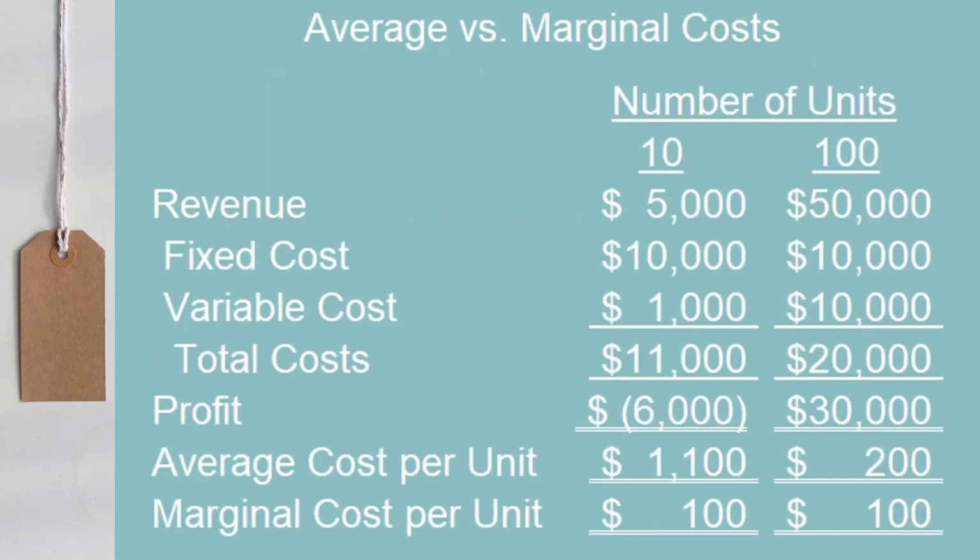Imagine two scenarios. In both scenarios, revenue per unit is $500 and variable costs are $100 per unit. For simplicity, we'll assume that variable costs are also marginal costs. Fixed costs are $10,000 in both scenarios. This is a financial summary for a scenario at 10 units and at 100 units. The marginal cost per unit is $100. The average cost per unit is $1,100 for 10 units and $200 for 100 units. Average costs are constantly moving with volumes, while marginal costs are more stable.